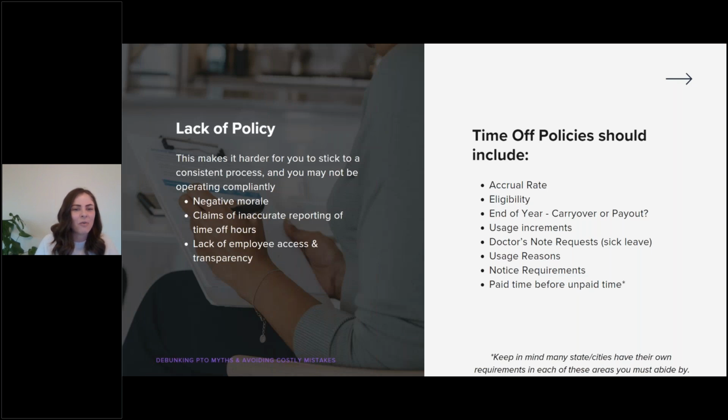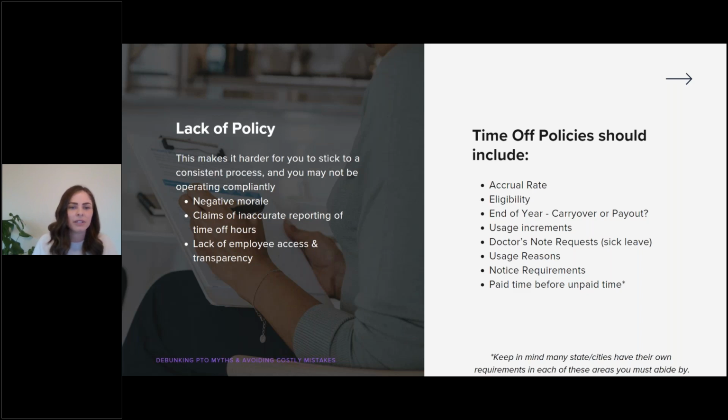Okay, so what could a lack of a policy affect in your practice? This makes it harder for you to stick to a consistent process with all of your employees. You may not be operating compliantly if you don't have a clear policy to fall back on. It could lead to negative morale in your practice, claims of inaccurate reporting of time off banks, lack of employee access and transparency. If you don't have a policy, employees may not know how many hours they're getting, how they're accruing it, when they need to request it, what the process is.